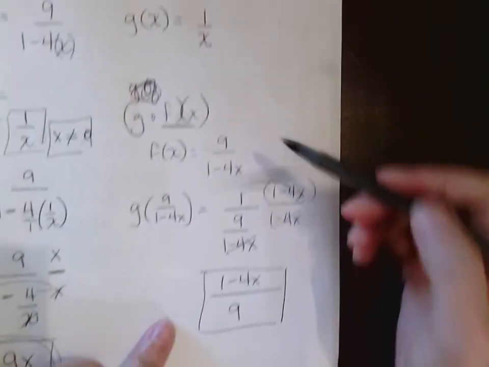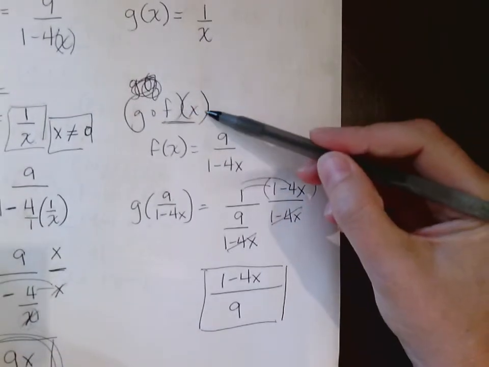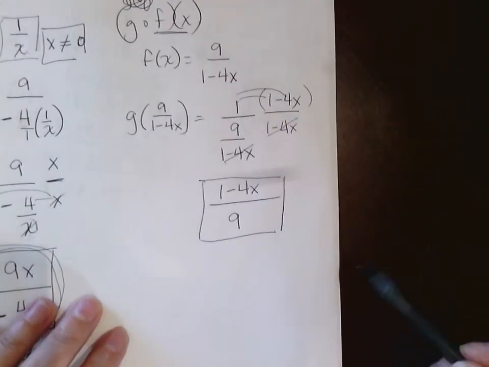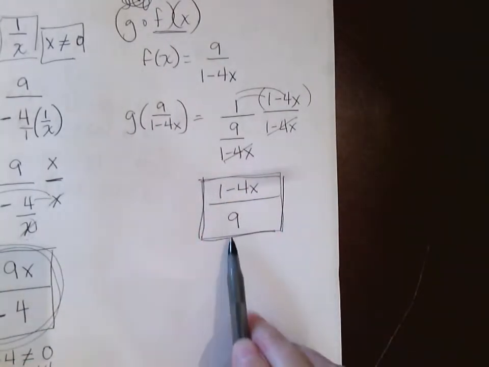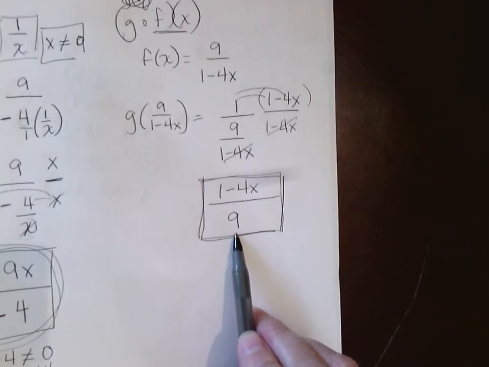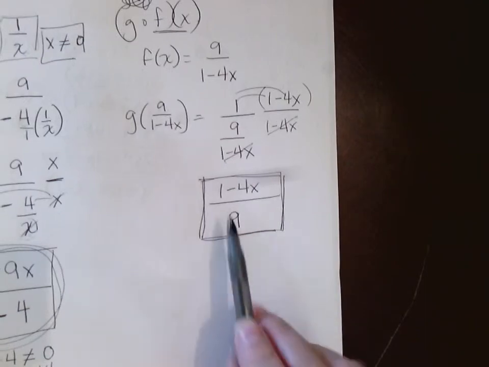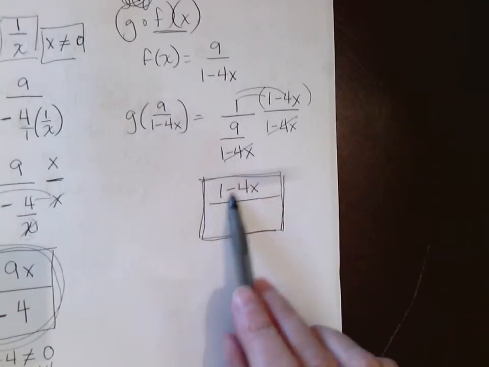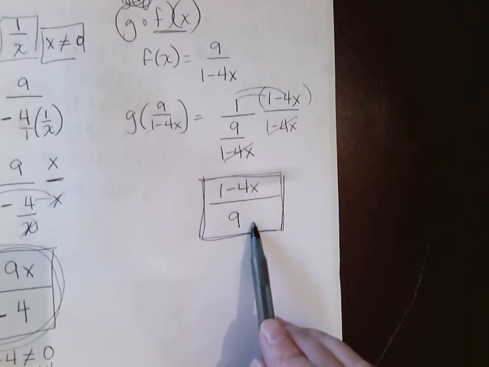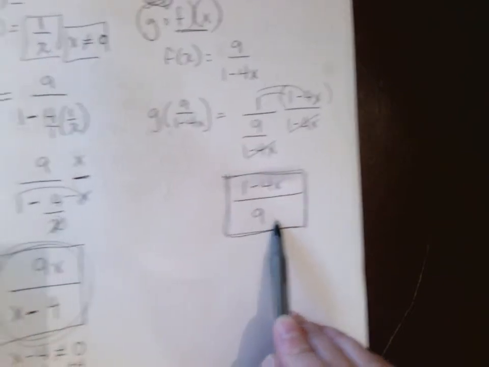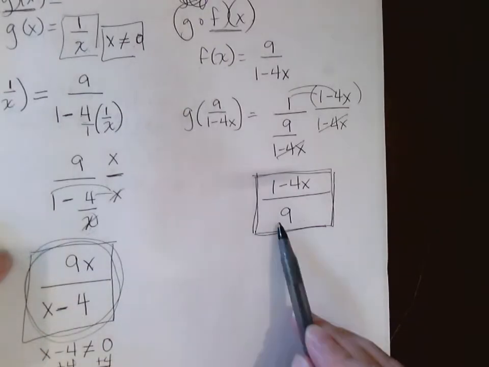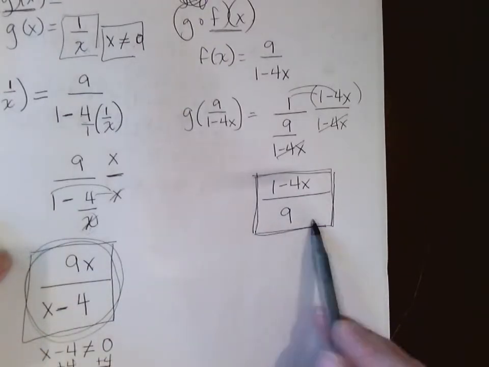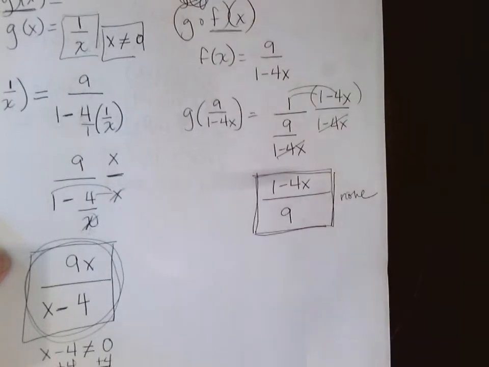Now, the other one, it wants me to find the domain of g of f of x, which is this one. So the two places I'm looking are my final answer. Well, look at my final answer. There's not any restrictions in this part. In order for a fraction to have a restriction, there would have to be an x in the denominator, right? That's why this one had a restriction, because there was an x in the denominator. Since there's no x in the denominator, there's no restrictions in this part, okay?